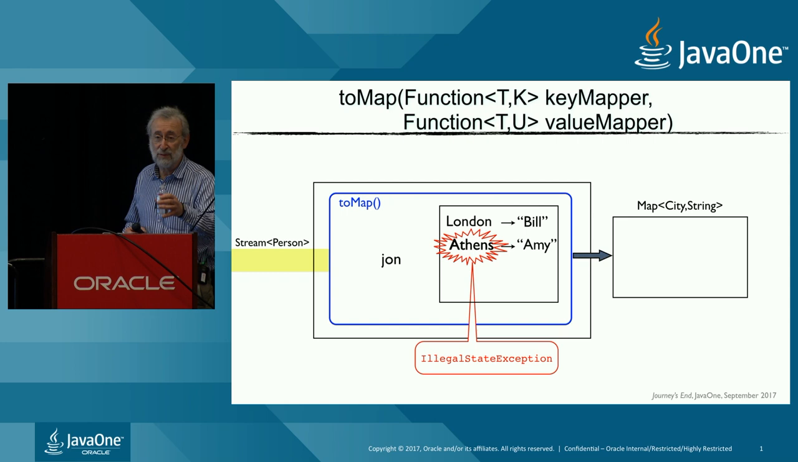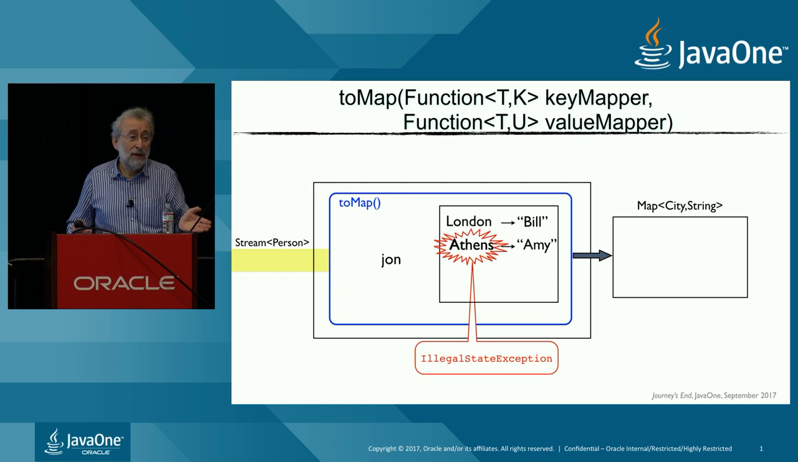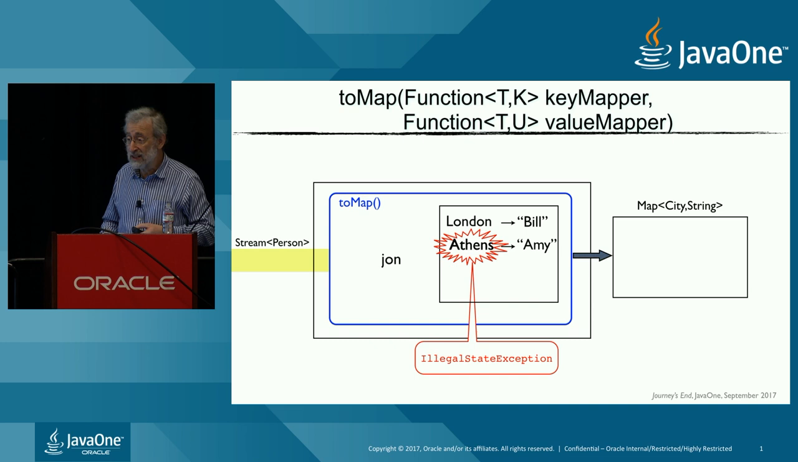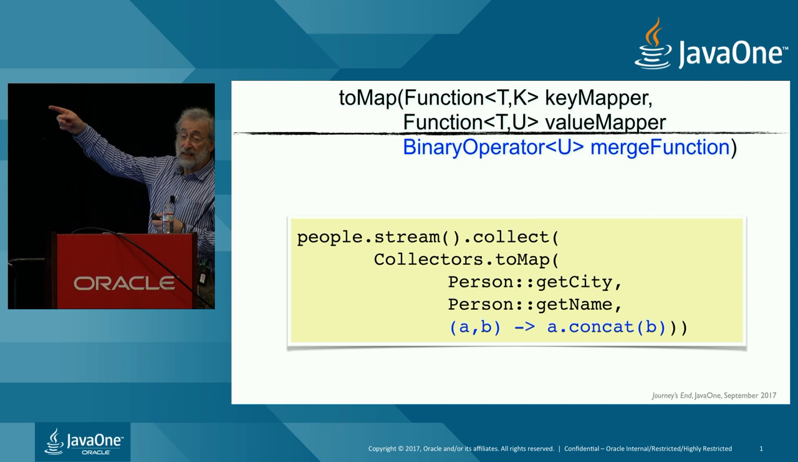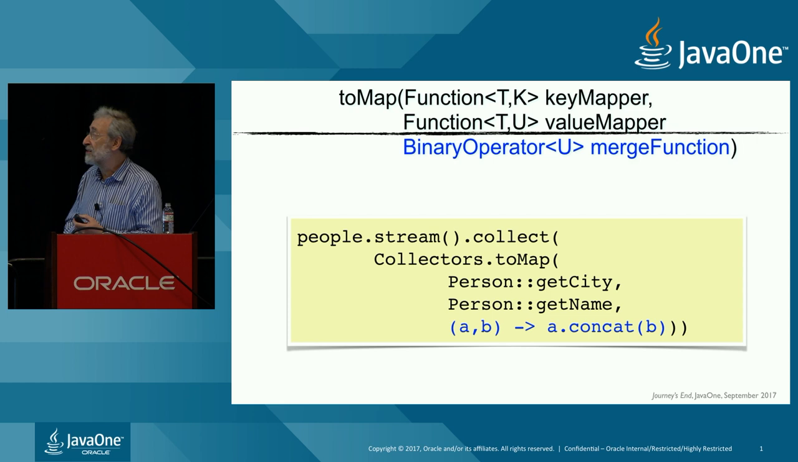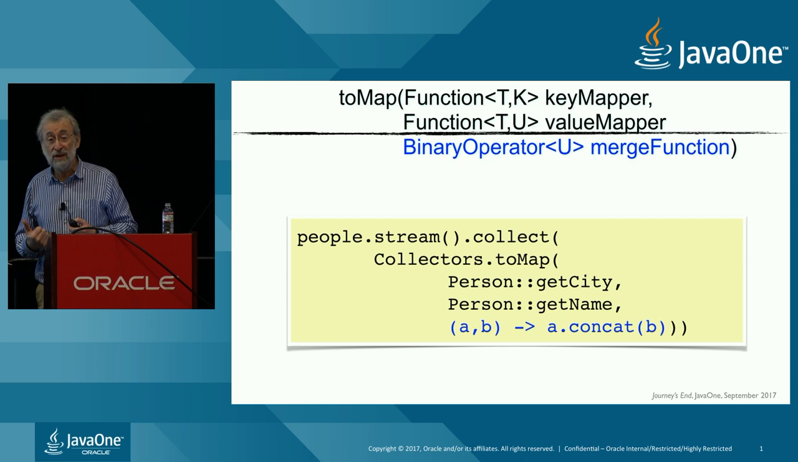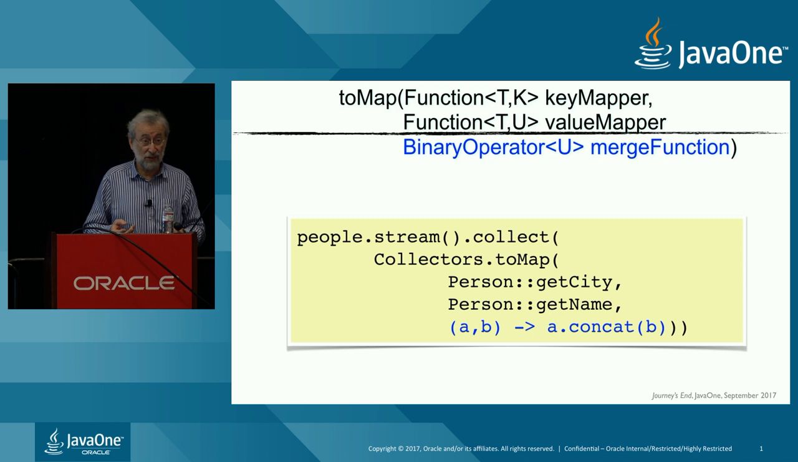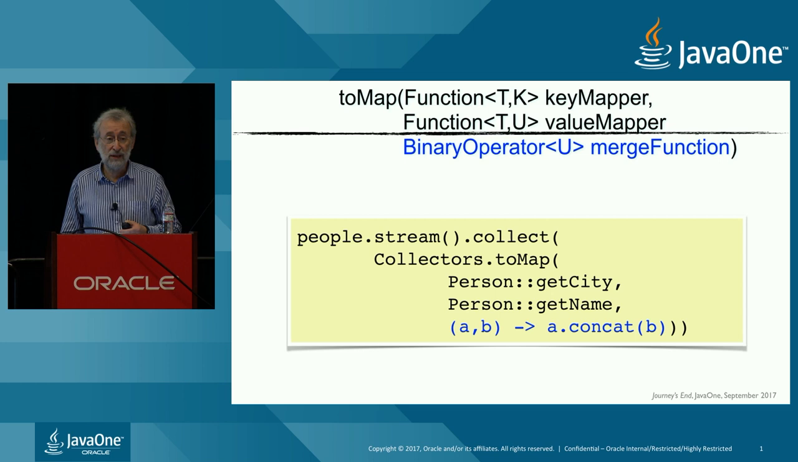You might not be bothered about that, because you might have a data set where you knew that all the keys were going to be distinct. But there's another overload which allows for the possibility that this situation might arise and you might want to handle it. So this one has the key mapper and the value mapper as before, but now it also wants a merge function. The merge function takes two values in the value domain, does something with them, and gives you back a value in the value domain. In this case, very simply, I've taken the two strings and concatenated them together, just for the simplicity of the example.